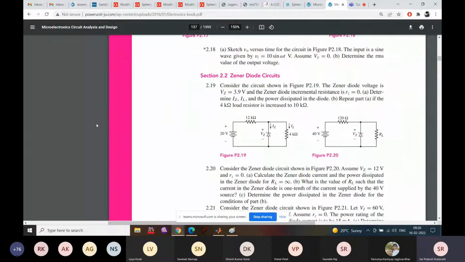Consider the circuit shown in figure 2.19. The Zener diode voltage is VZ. It's given that the voltage of the Zener diode is 3.9 volts, and the internal resistance is 0. Find the current flowing in the Zener, IZ, and the load current. How to find the load current there at 4 kilo ohms?